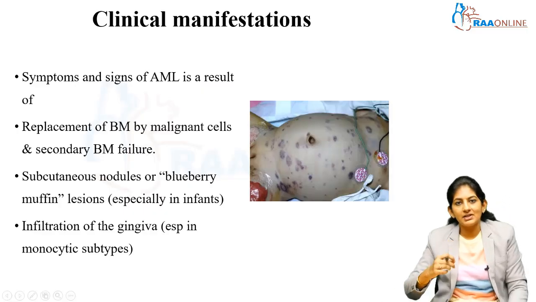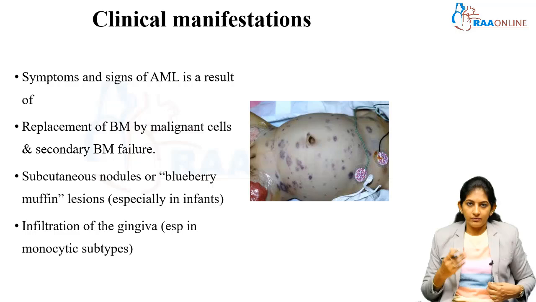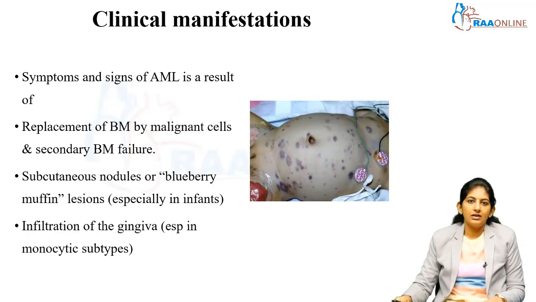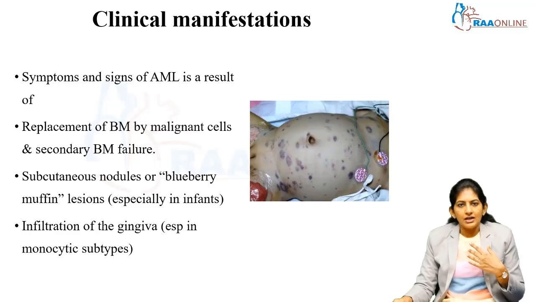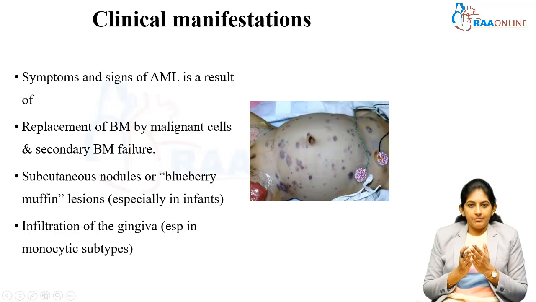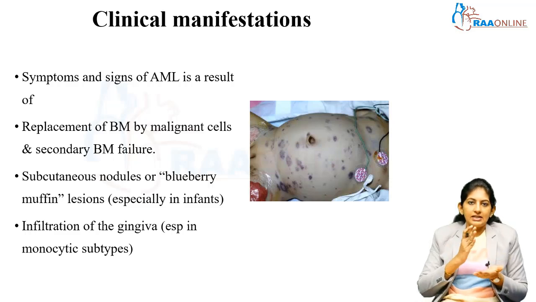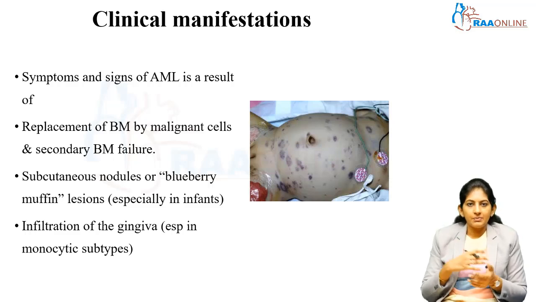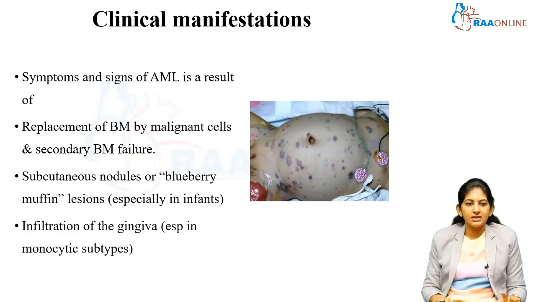So how does AML present clinically? You would have already gone through the acute leukemia, I believe, the acute ALL presentation. So AML, again, like all the leukemias, the manifestations are due to the displacement of the bone marrow cells by the blasts. So they present as bone marrow failure. Alright, so there is a secondary bone marrow failure.